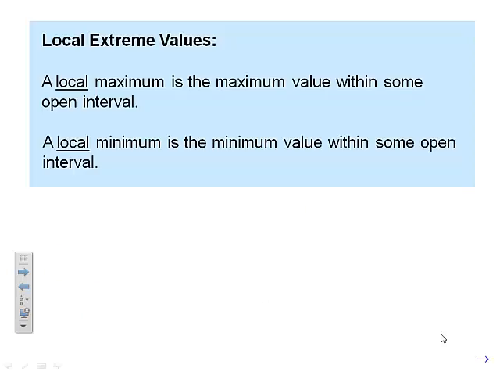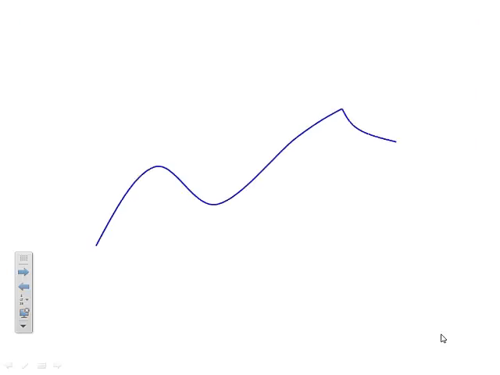Another term that we use is local extrema. A local maximum is a maximum value within some open interval. A local minimum is a minimum value within some open interval. So let me give you an example of this.